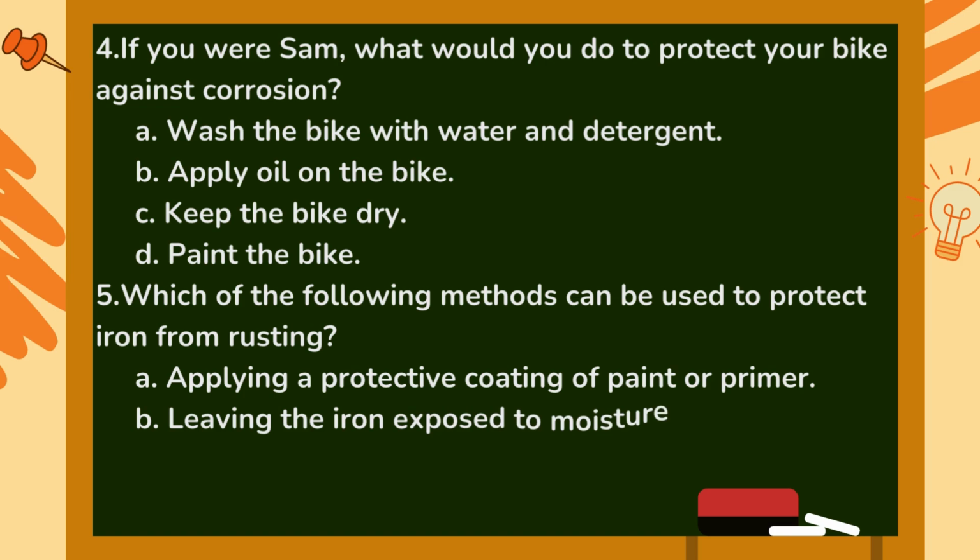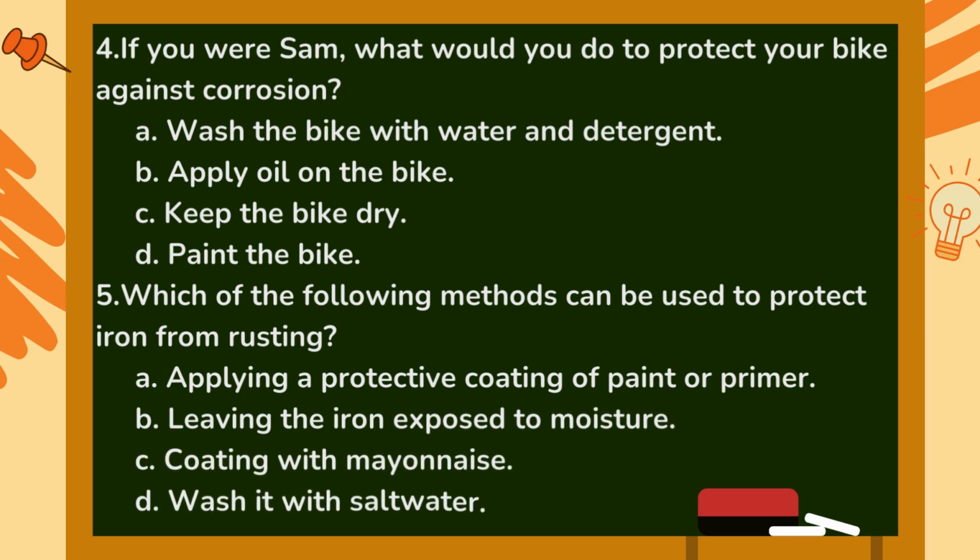Number 5. Which of the following methods can be used to protect iron from rusting? A. Applying protective coating. B. Leaving the iron exposed to moisture. C. Coating with mayonnaise. D. Wash it with salt water.